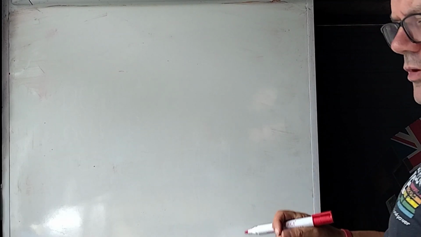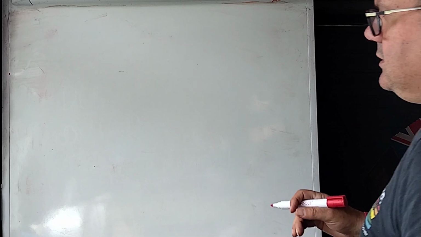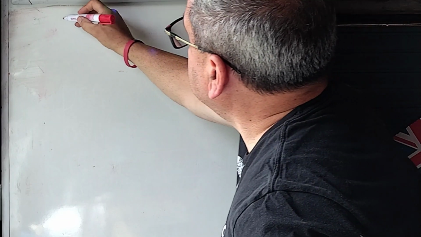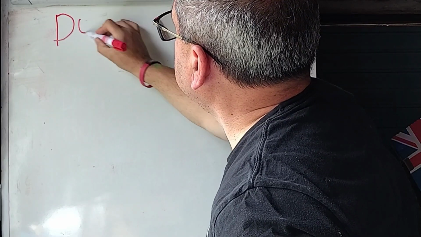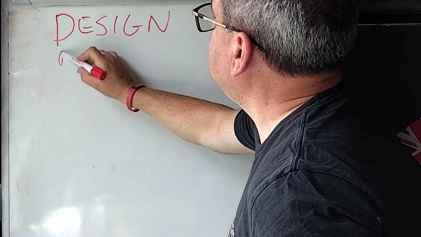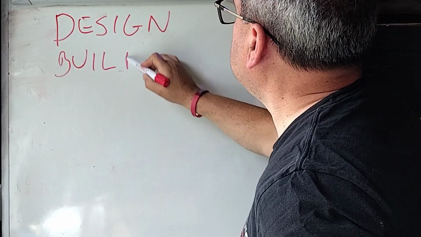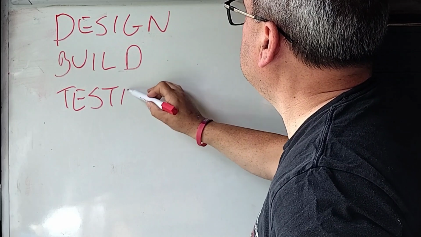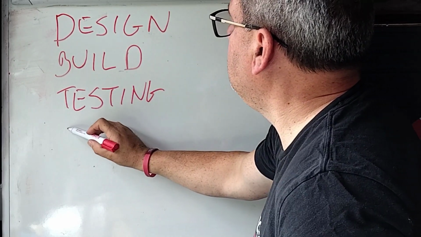Hang on a minute, we need to plan this. Even if it's just a very simple outline, we need an engineering process. There are 4 basic stages to any engineering project, particularly software. There's a design stage, there's a build stage, testing, and then release.